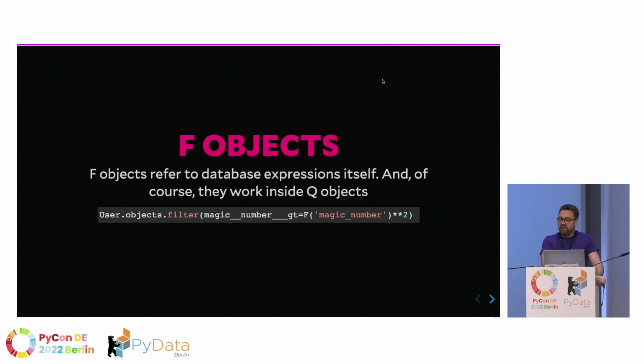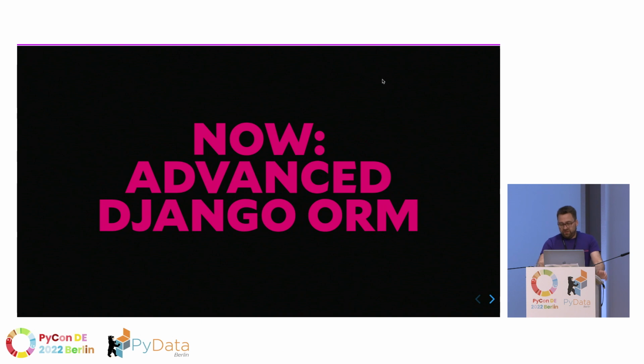The second one, called F objects, these are used to reference the field itself. They are a pointer to the field, if you will, and you can put calculation logic, for example, outsource calculations to the database, like in this short example. So now that we have covered that, we can move on to the real interesting stuff.